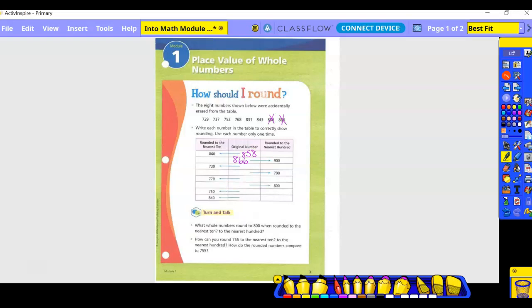730. So that is in the rounded to the nearest 10 column. So we know it would not be the 800s, right? Okay. So it has to be one of those first 4. So out of those first 4, which would be rounded to the nearest 10 of 730? 729.